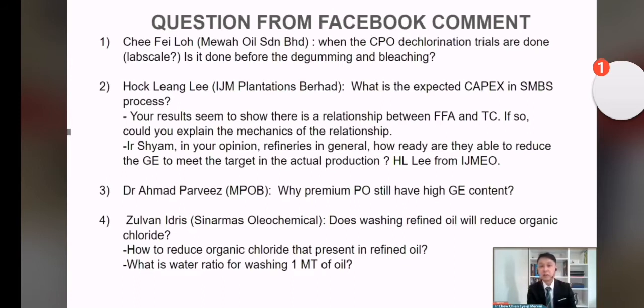To answer the second question, I believe this one is related to how improving oil quality affects the TC contents. As I mentioned in the previous few slides, improving the FFA actually improves your DAG contents and also MBG contents, which indirectly improves the quality. Also, the reduction of FFA reduces the acidity of the oil itself. So in a way, we actually reduce the TC contents in the oil.